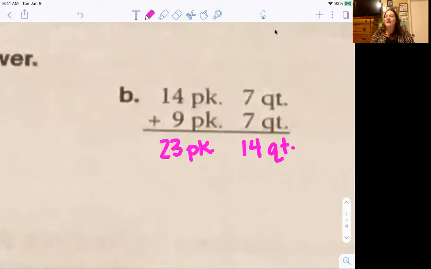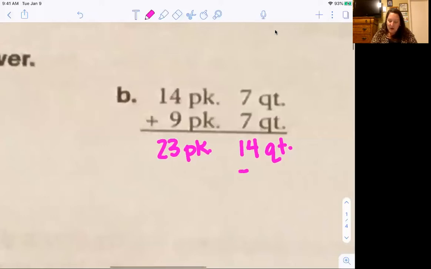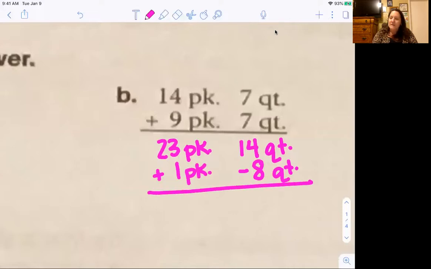23 pecks. Now, how many quarts are in a peck? This is one we don't use very often, but there are 8 quarts in 1 peck. So knowing that, how many groups of 8 can we take out of 14? Or how many groups of 8 go evenly into 14? Just one group of 8. So I'm going to subtract 8 quarts and trade it for 1 peck, or add a peck. 14 minus 8 is 6, so 6 quarts, and 23 plus 1 is 24 pecks. So our final answer is 24 pecks and 6 quarts.